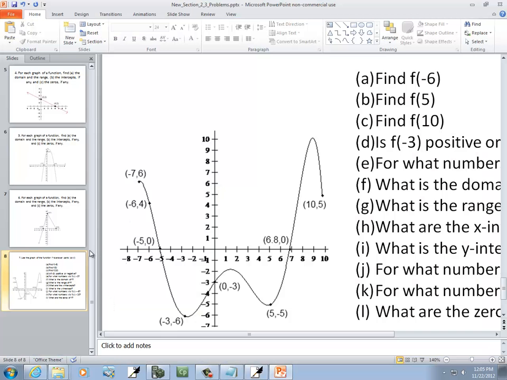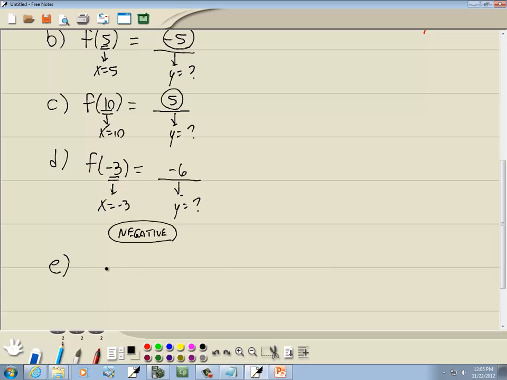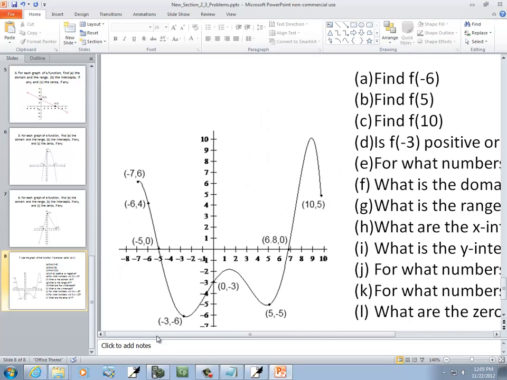E. It says, for what numbers x is f of x equal to 0? So what they're telling us here is the y part. They're telling us y is 0, and they're wondering what x is equal to. Well, let's go to where y is equal to 0. Here's y is equal to 1. Here's y is equal to negative 1. Y is equal to 0 is right here, which is actually the x-axis.